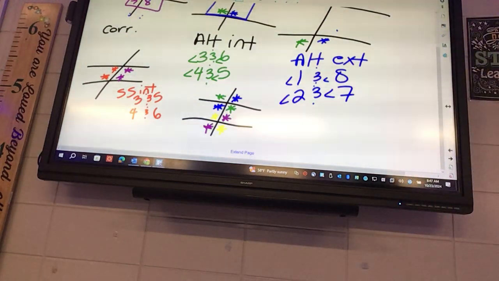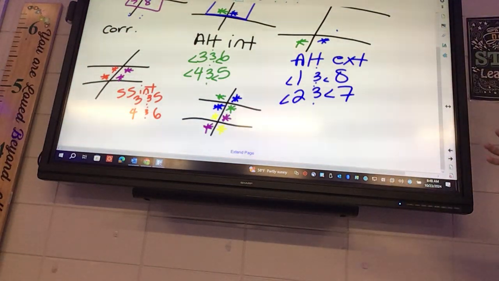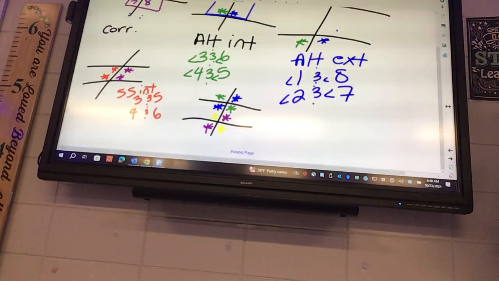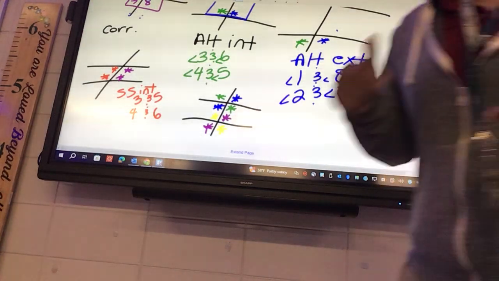So those are our 5 types. Essentially, are they both on the inside? Are they both on the outside? Or do you have one in and one out? That's going to help you eliminate some answer options. So let's look at number 1.